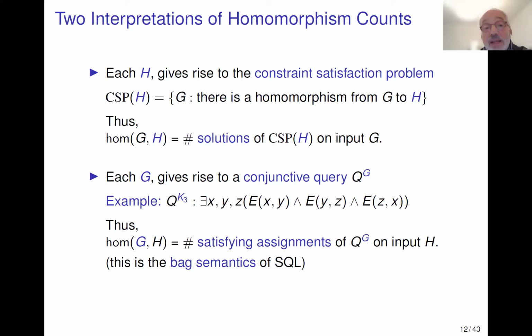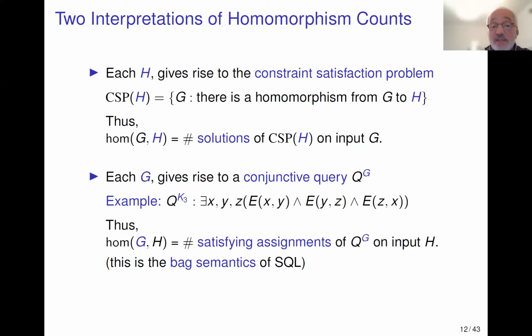So for example, if I take as G the triangle graph, then the conjunctive query associated with it says there are 3 nodes, and there is an edge from X to Y, there is an edge from Y to Z, and there is an edge from Z to X.